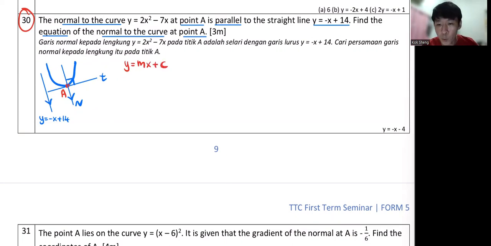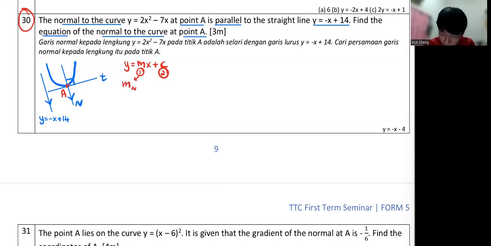Same formula, y equals mx plus c. Need to get the gradient and later find the c. But careful this time, you are not finding the tangent anymore. Need to find the normal. This gradient that we need to find is the normal.